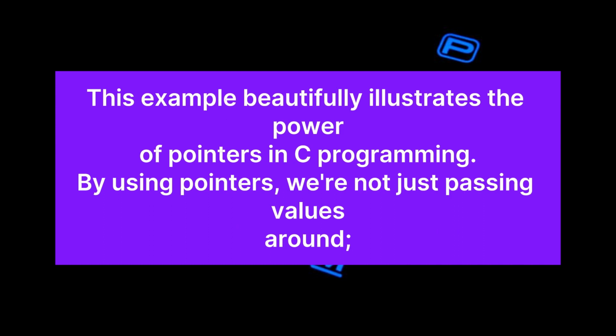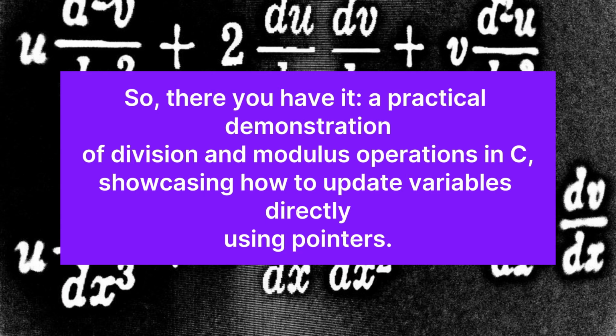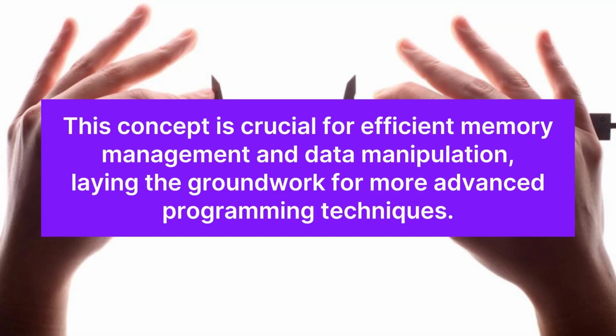This example beautifully illustrates the power of pointers in C programming. By using pointers, we're not just passing values around. We're directly manipulating the data in memory, allowing for dynamic updates and calculations. So there you have it, a practical demonstration of division and modulus operations in C, showcasing how to update variables directly using pointers. This concept is crucial for efficient memory management and data manipulation, laying the groundwork for more advanced programming techniques.